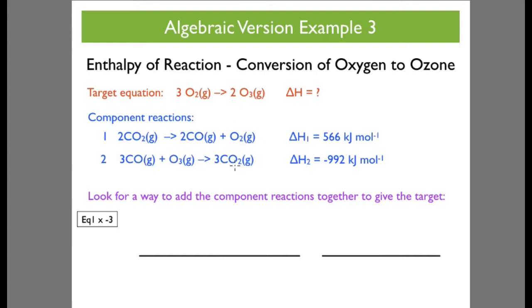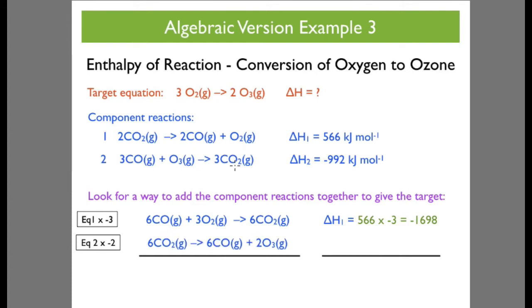It'll be minus 2. So equation 1 multiplied by minus 3 will give us 6 carbon monoxides plus 3 oxygen gases, and 6 carbon dioxide gases. Now let's multiply that enthalpy change by minus 3. Equation 2 multiplied by minus 2, so reverse it and multiply the coefficients by 2. Then we need to multiply the enthalpy by minus 2. We'll cancel out the carbon monoxides and the carbon dioxide, and it gives us the oxygen gas going to ozone. Now we can add those enthalpies together to get the overall enthalpy change.